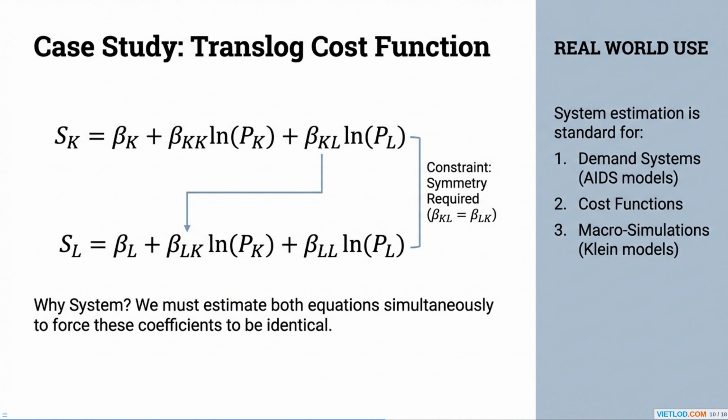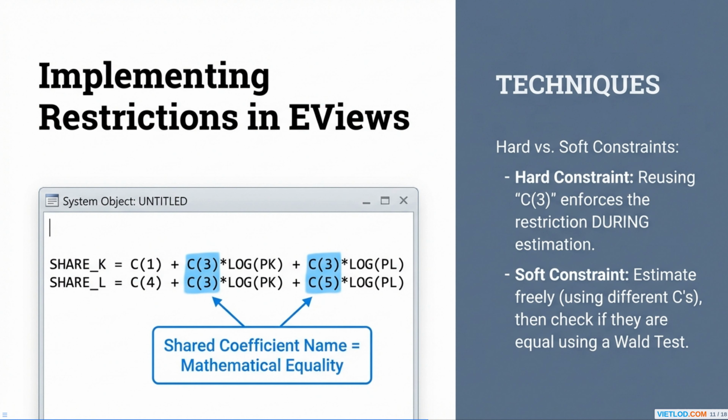We must estimate both equations simultaneously to force these coefficients to be identical. If we were to estimate them separately, there would be no mechanism to ensure this theoretical symmetry holds. On the right, under real-world use, we see that system estimation is a standard practice in several areas. First, for demand systems, such as AIDS, almost ideal demand system models. Second, for cost functions, as illustrated in this example. And third, for large-scale macro simulations, like Klein models, where many economic variables interact simultaneously.